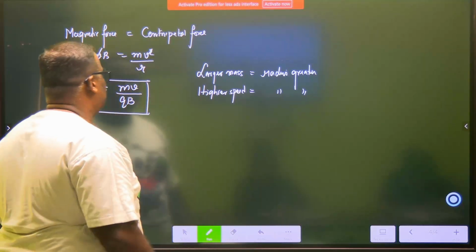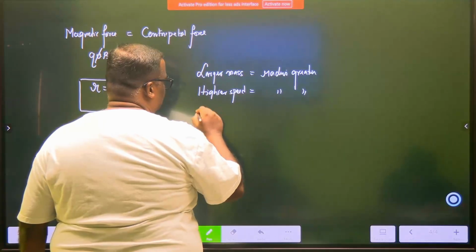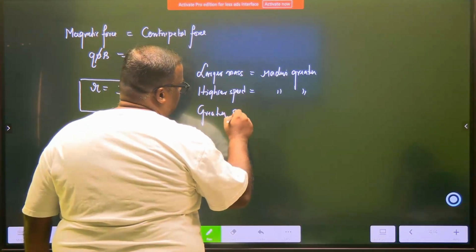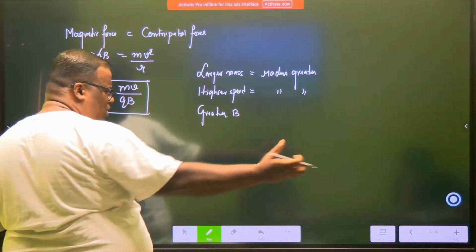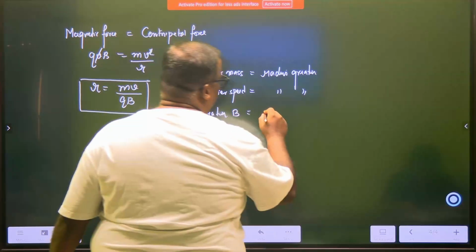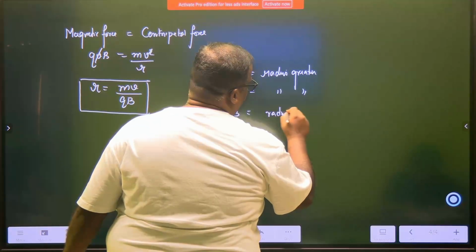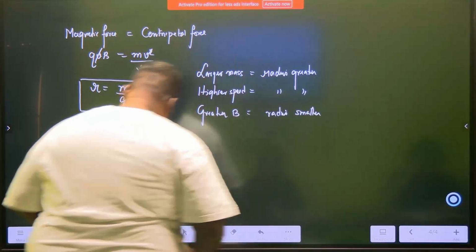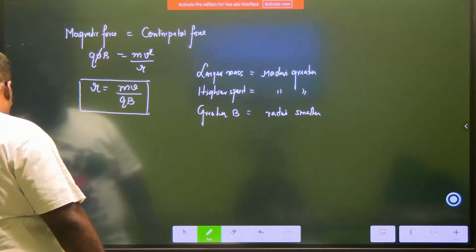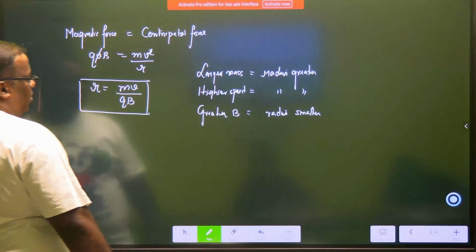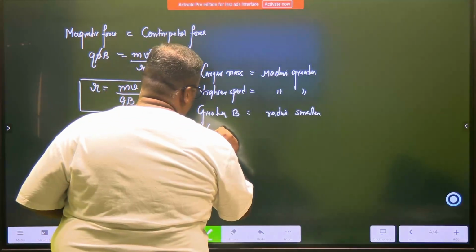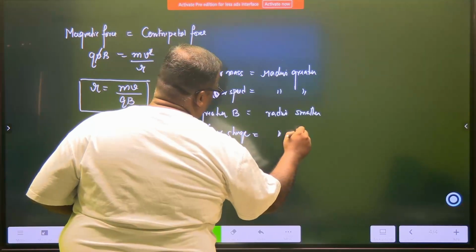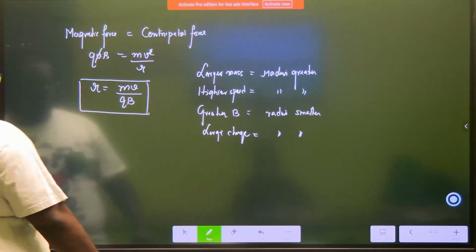Now the next thing we see is, what about greater B? If the magnetic field is more, obviously you're being attracted more, so the radius will be smaller. And if the charge is larger, then obviously the radius will also be smaller.